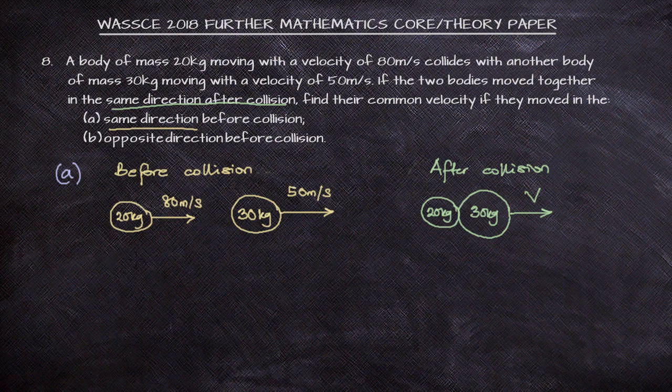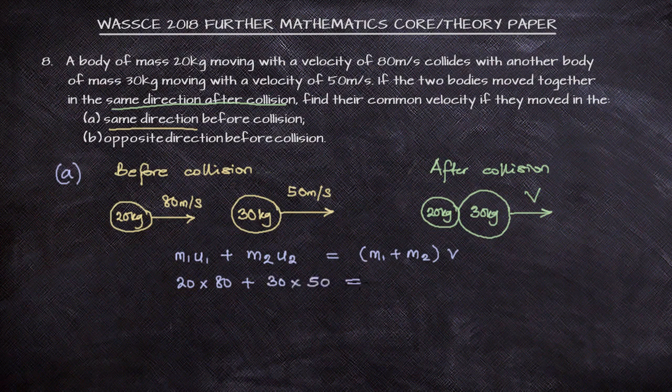Now, with this analysis, we can use the principle of conservation of momentum, saying that the momentum before and the momentum after are equal. And here, the momentum before is the product of the mass and the velocity of the two bodies, and this will be 20 times 80 plus the other body is 30 times 50, and is equal to the sum of the masses of the two, 20 plus 30 multiplied by their common velocity. So that will give us 1,600 plus 1,500 is equal to 50V.